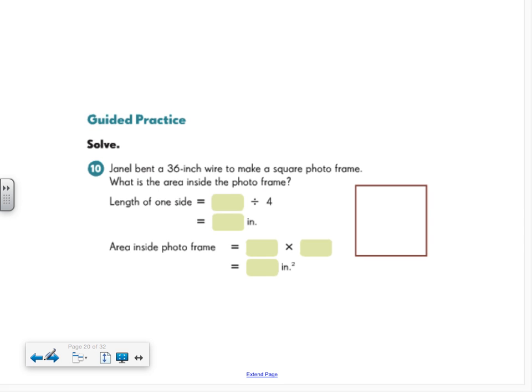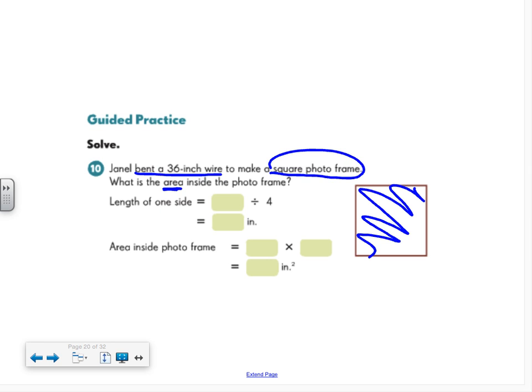Let's see. Jamal bent a 36-inch wire to make a square photo frame. All right, automatically I'm underlining, bending this, and it's a square photo frame. What is the area inside? So again, I'm trying to find all of this. Before I start, I always think area equals how long it is times how wide it is. Okay, first of all, if it's a square, I know all the sides are the same. And it says he bent a wire to make a square. So I'm thinking of a frame. It must be the outside. So 36 must be the perimeter.